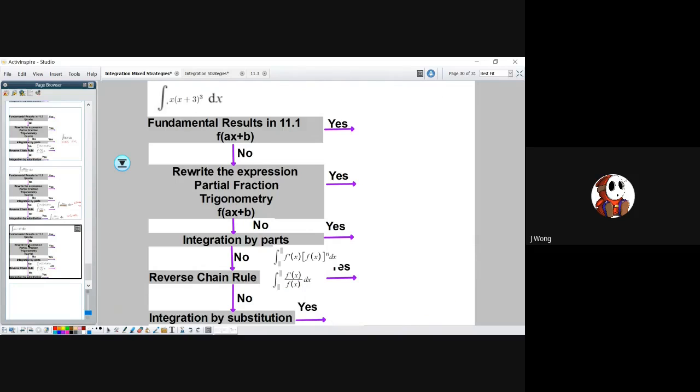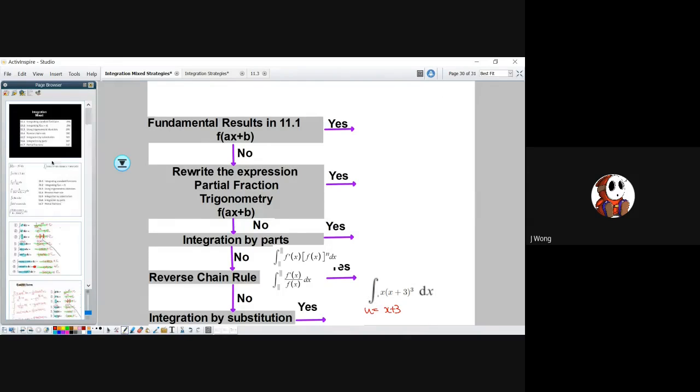And now just the final one, the integral of x plus 3 cubed. It's not a standard result. It cannot be rewritten in any format. It's not two different classes of functions. So if I start by thinking of integration by substitution, u will be inside the power bracket, which is x plus 3. So you could solve the integral from there.